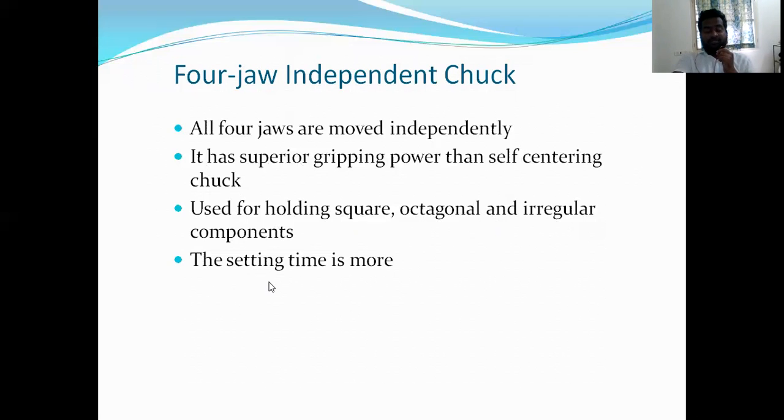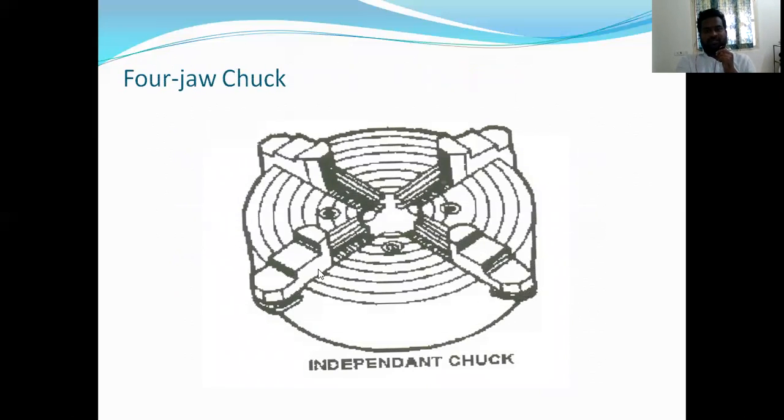The 4-jaw chuck is used for holding square, octagonal and irregular components. The setting time is more. Also, it is known as the independent chuck. So this is the 4-jaw chuck: 1, 2, 3, and 4.